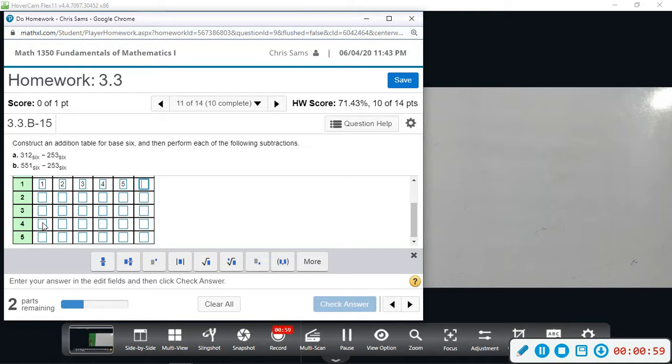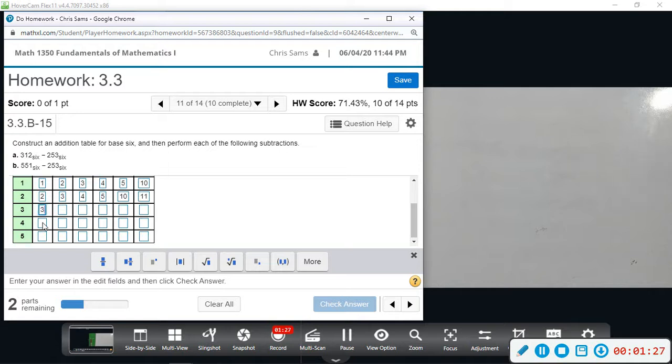Now in base 6 there's no digit for 6, so when we get to 6 that's counting as our 10. That's when we round up. So when we get to 6 this number is now 10. And then the next row we start with 2, 3, 4, 5. Again 6 would be 10, and then we add 1 to that, so that would look like 11 base 6. And we're just adding 1 all the way across.